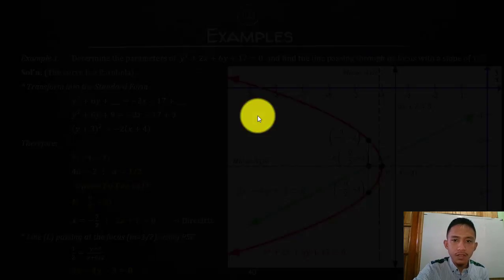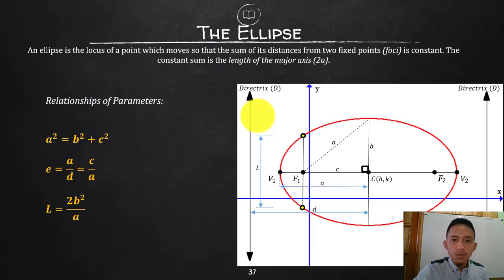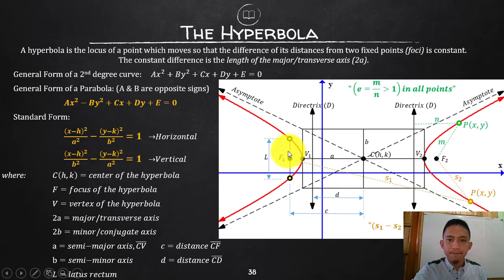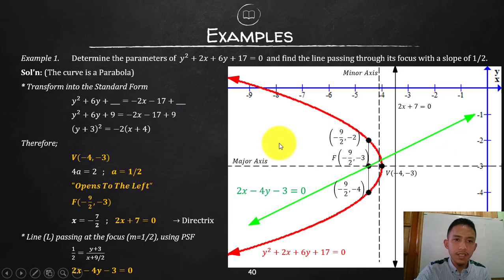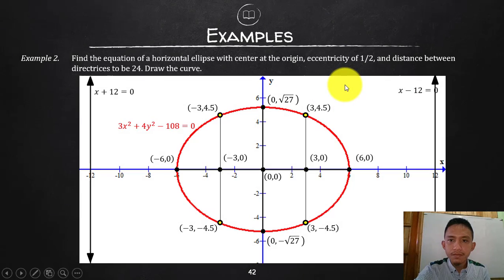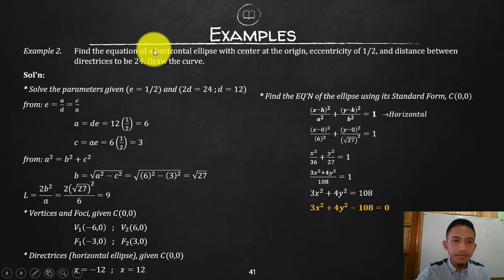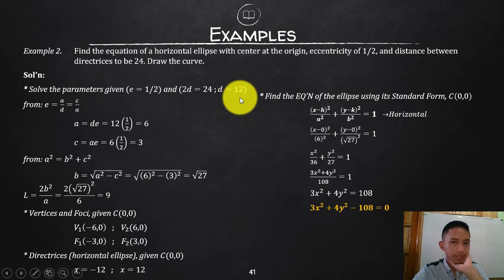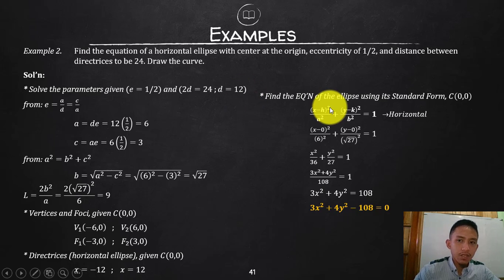By the way, on the ellipse, what is the distance? Center to the directrix is D, and center to the other directrix is D. So the distance between the two directrices is equivalent to 2D, twice D. So we can actually get the value of D there. Okay, and then of course draw the curve. So first, let's try to draw the parameters of the curve completely, and then later on the equation of your ellipse.